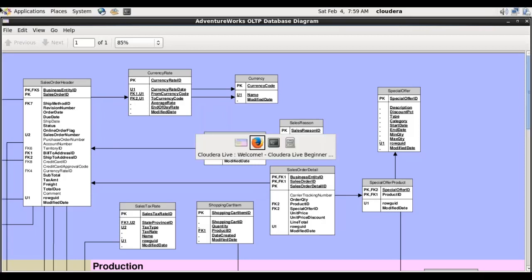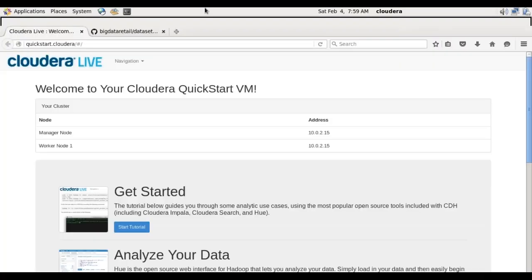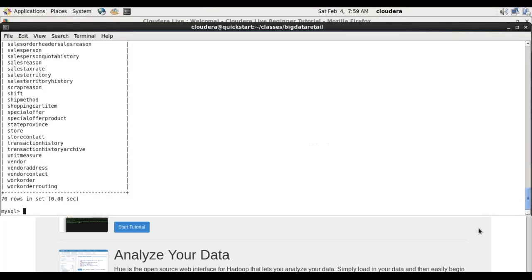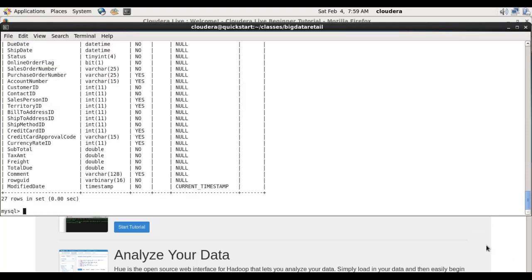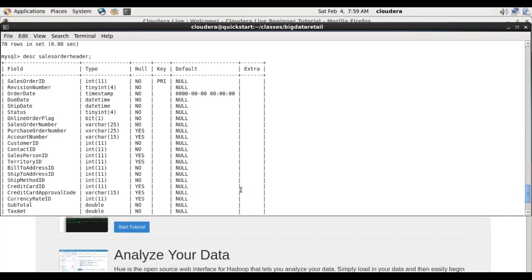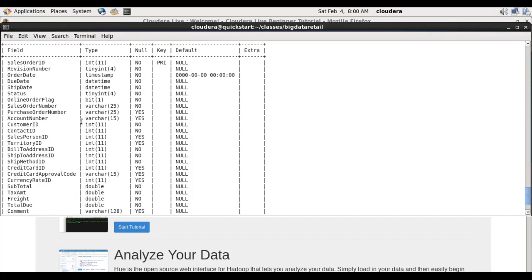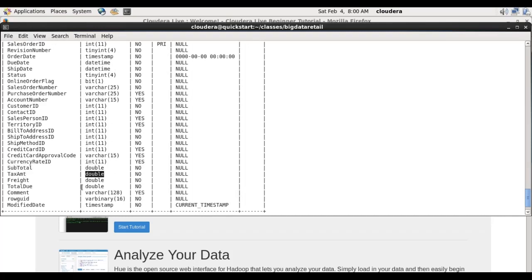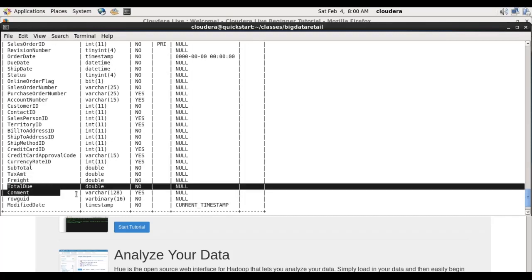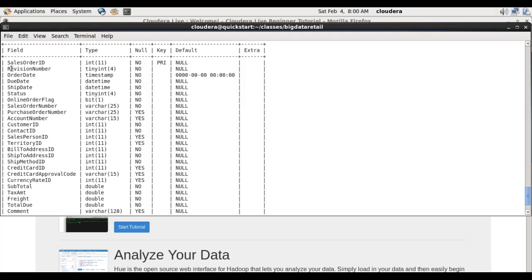Then the next thing you want to do, while you're looking at the diagram, is check things out right here. So you look at the sales order header, right? Next thing you want to look at is the data type and any key. This is the header. What's the key? So what's the total? It's a double tax amount. You want to look at it.